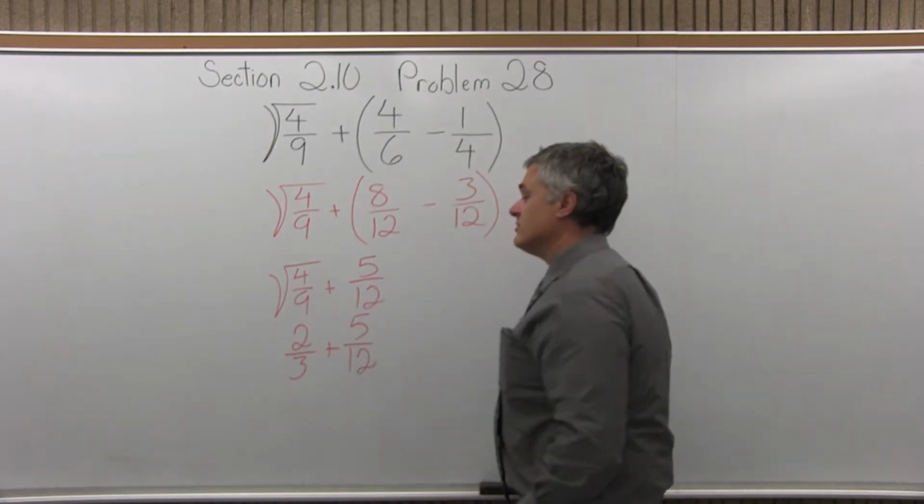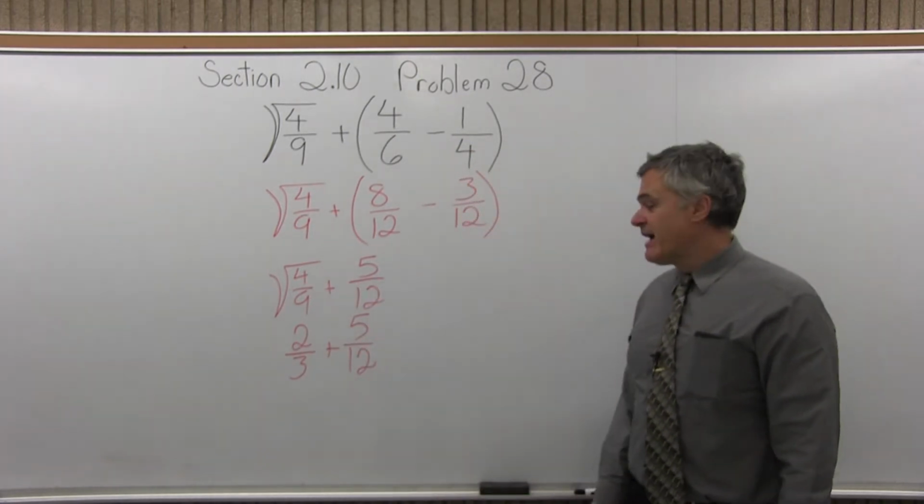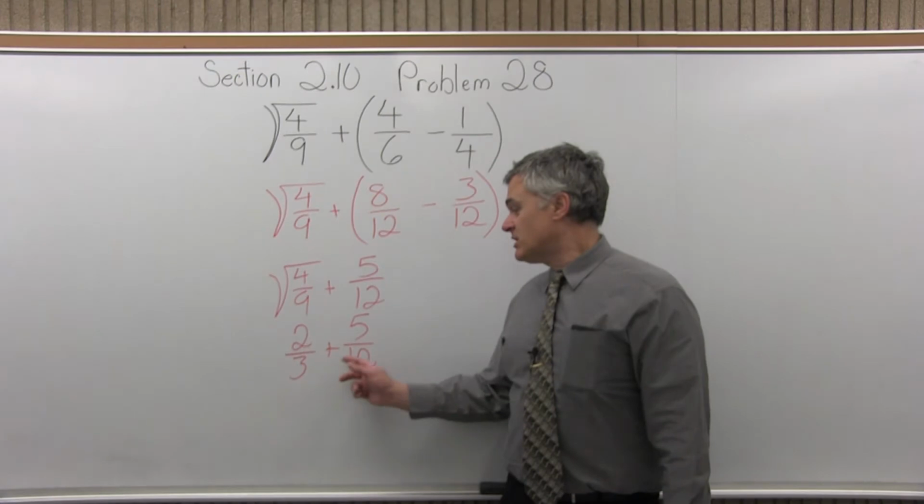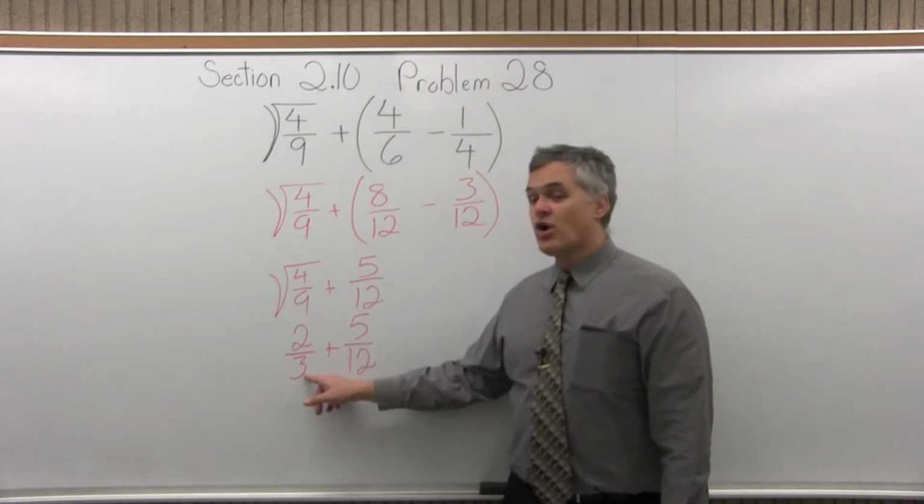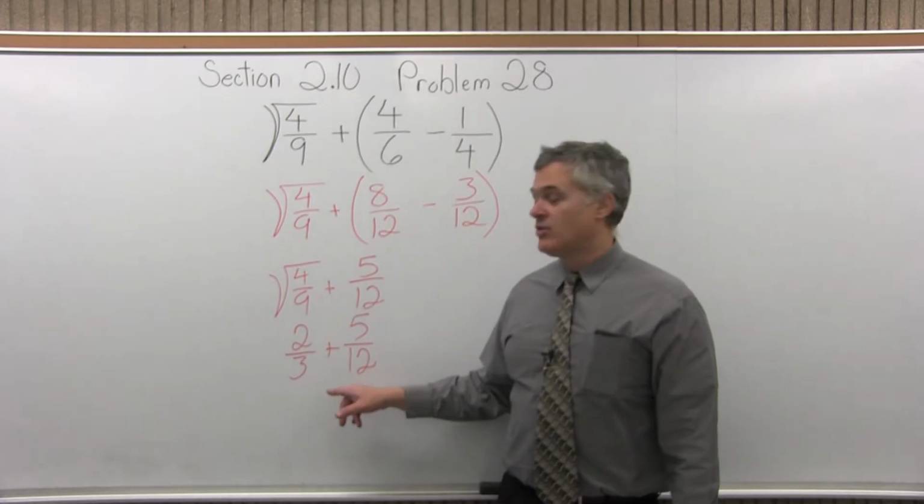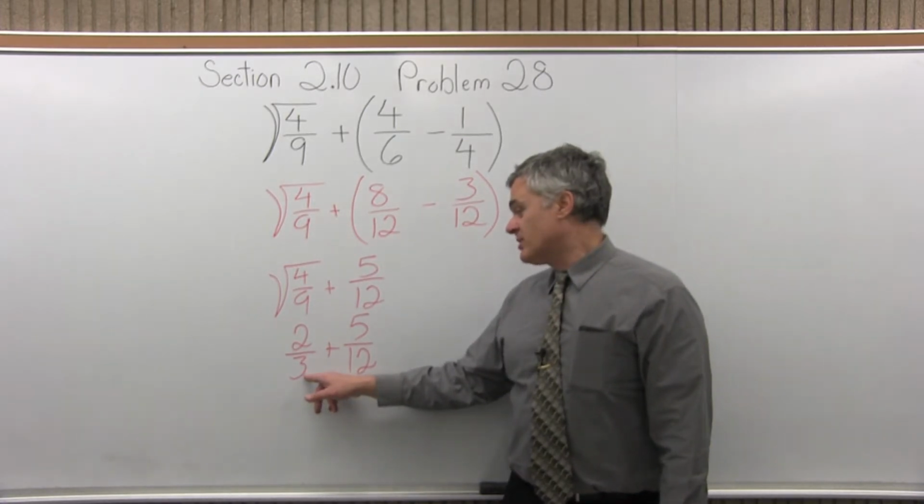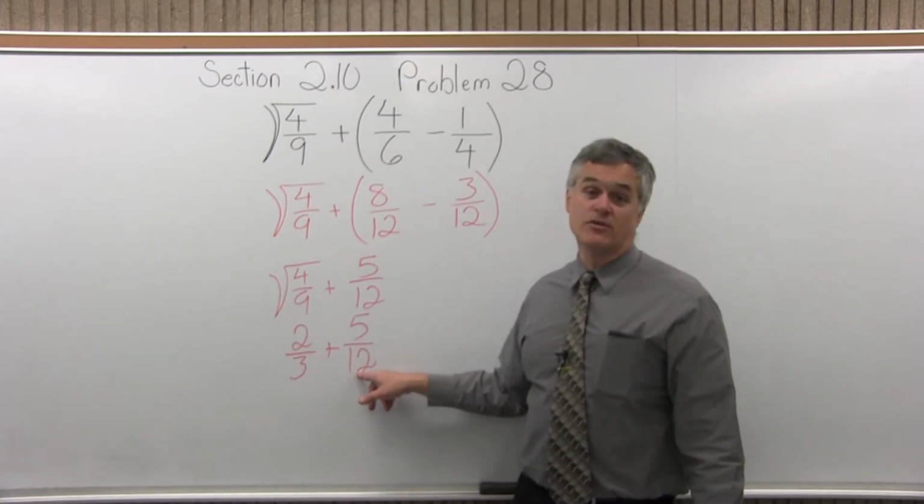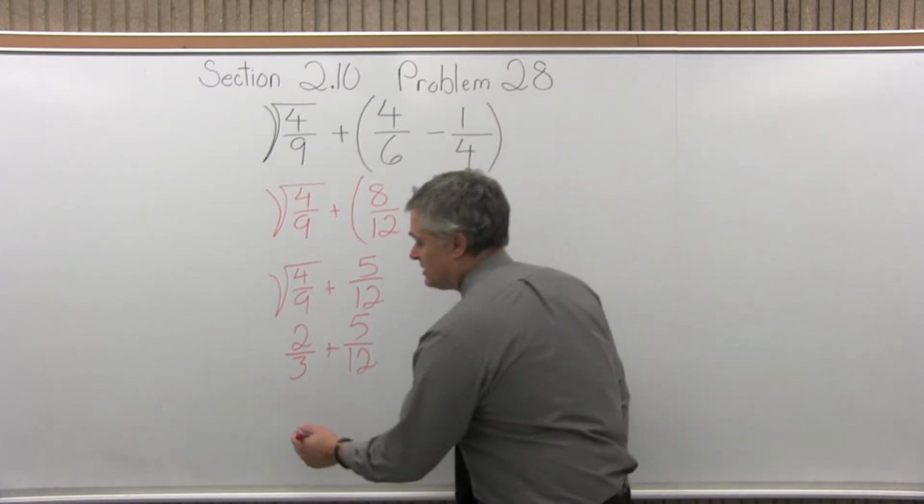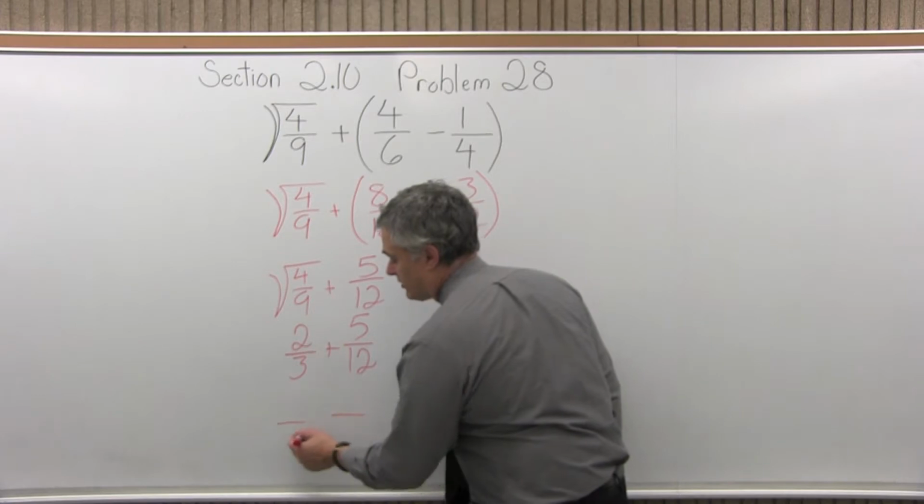So I did the square root. Now I only have an addition left. I have 2/3 plus 5 over 12. And again, to do an addition, I need to have a common denominator. The 3 and the 12 have to have the same denominator. Well, 12 will work. 3 will divide into 12 evenly. 12, of course, divides into 12 evenly. So let's make them both something over 12.